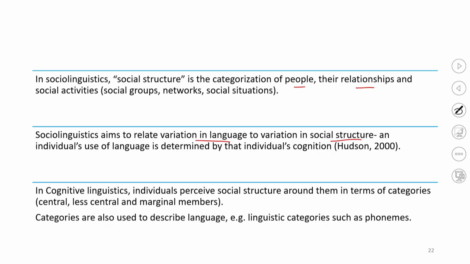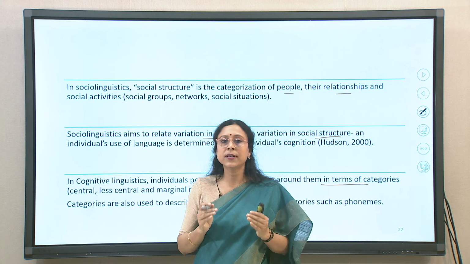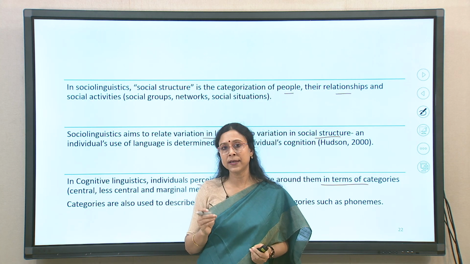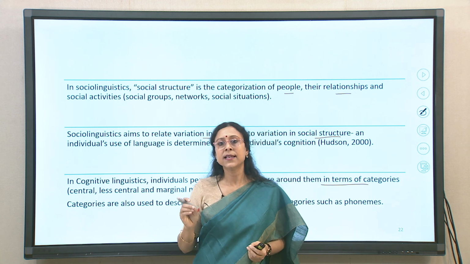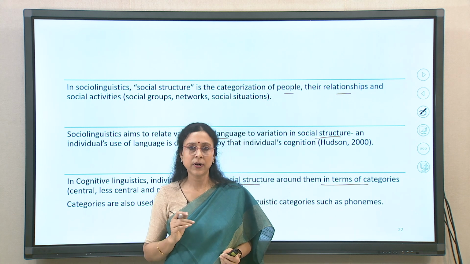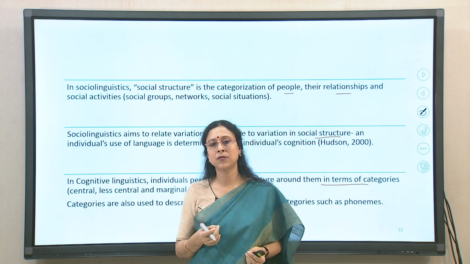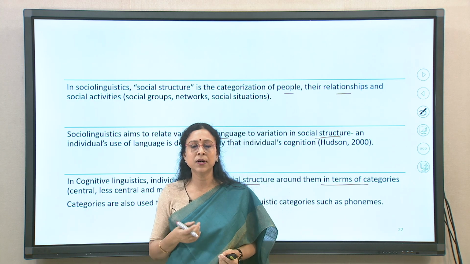In cognitive linguistics, individuals perceive a social structure around them in terms of categories. When we talk about categories, we have some central example, some good examples. So, in cognitive linguistics, the idea of prototype is there. Prototype is the central example of a category. For example, if I ask 10 people to give me the names of 5 birds.